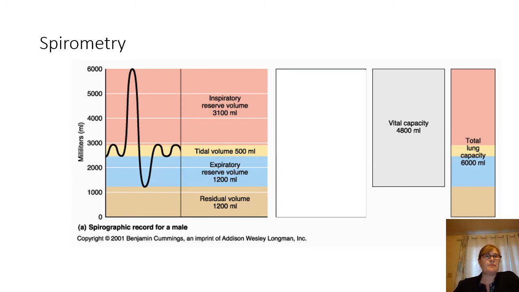Here's a spirographic record for a male. I like this because it really shows you that this yellow zone is the tidal volume. 500 milliliters is just like normal breathing, but your lungs have the capacity to do so much more than that. This is how much extra you can breathe in if you need to. So when you add up all these volumes, inspiratory reserve, tidal volume, expiratory reserve, we end up with vital capacity. And then when you add in your residual volume, we end up with your total lung capacity.